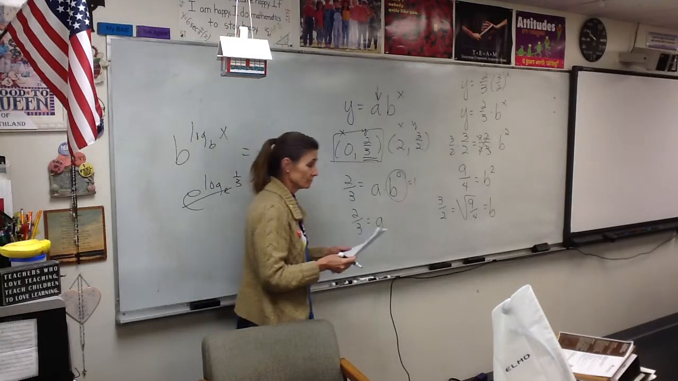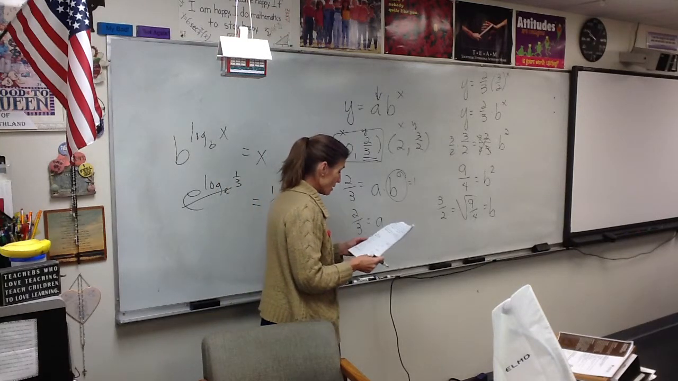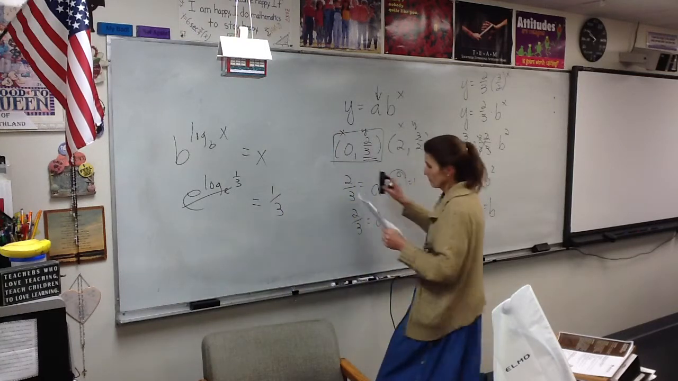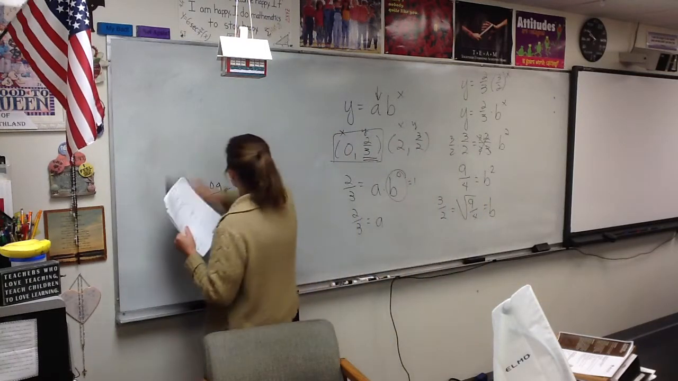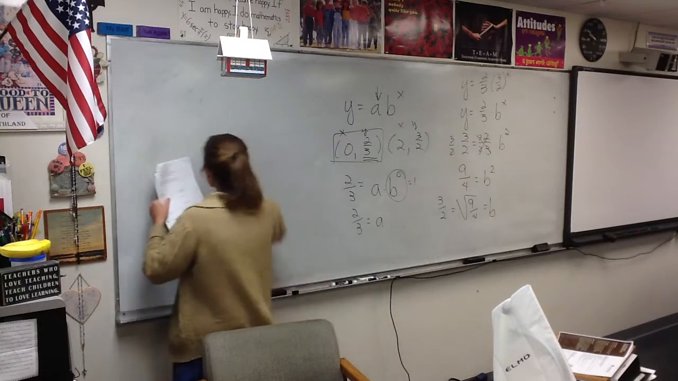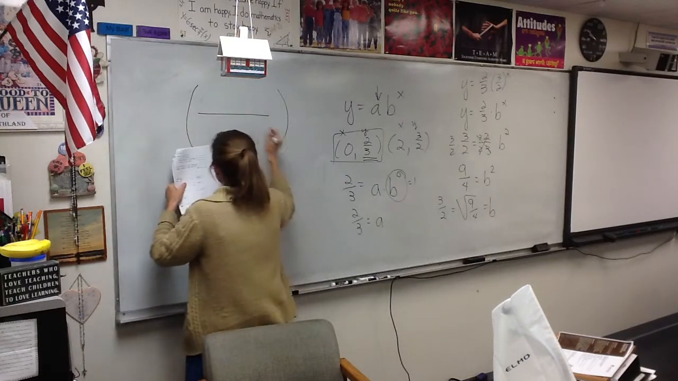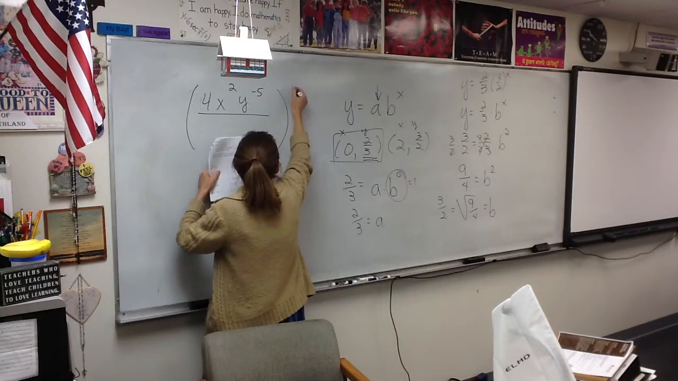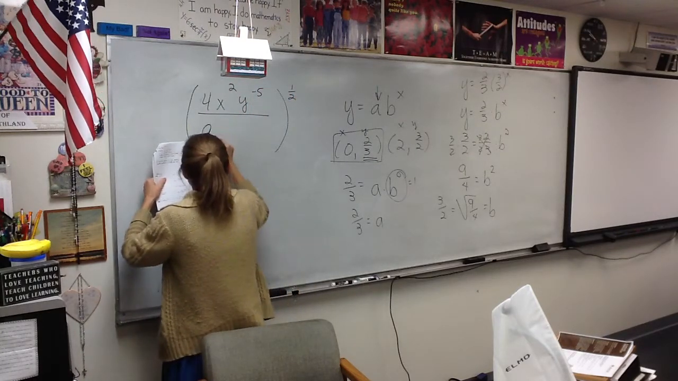Ethan? 3F. Okay, did you try it, Ethan? Yes. What did you do first? Just divided everything by 2.